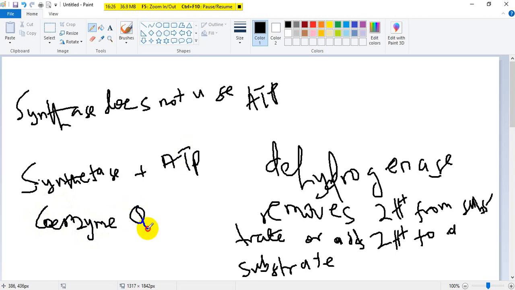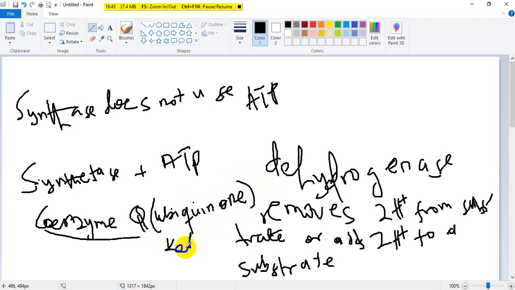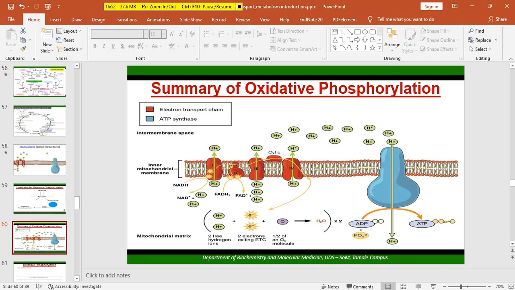You remember your cofactors and coenzymes. This is ubiquinone, a coenzyme. Okay, so ubiquinone is coenzyme Q. That is here, at complex 2.